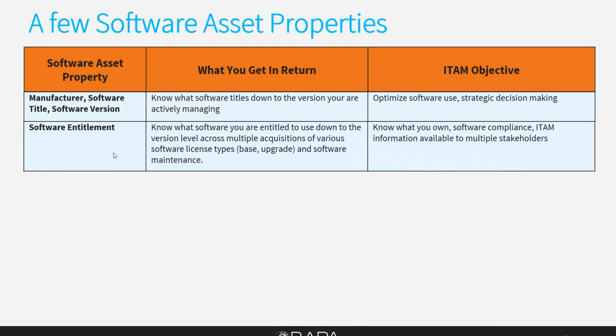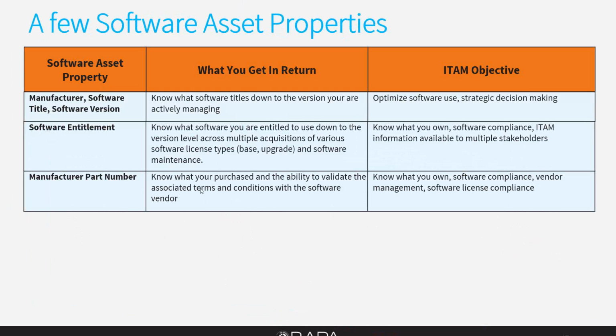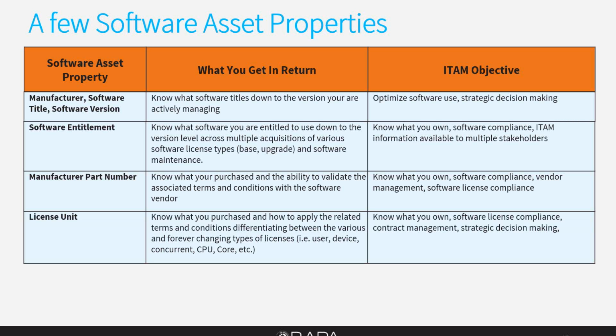Software entitlement, keeping track of what you've purchased, if it's an upgrade or a downgrade, and over multiple acquisitions. Manufacturer part number, as I mentioned, is a really useful tool to go back to the vendor and say, listen, this is what I bought, and what can I do with it? So it goes towards knowing what you own, your software compliance, your vendor management, and also software license compliance. Your license units, obviously, right? You keep track of if they're assigned to users, to devices, to cores, to concurrent users.